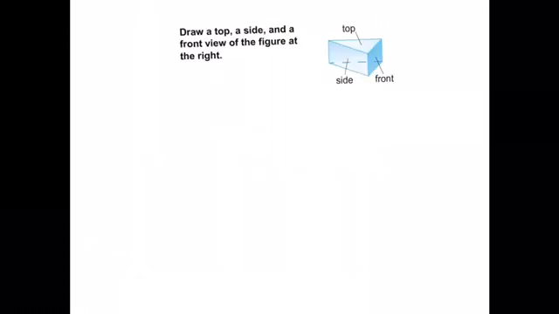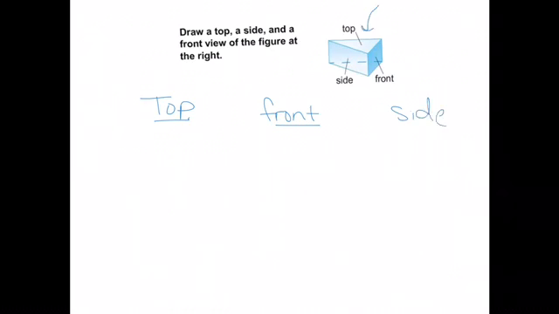So here's our first problem, and it says, draw a top, a side, and a front view of the figure at the right. So I'm going to start by making sure I label all of my drawings. So I've got top, front, and side. So if I were to look straight down on top and have my eyes right there, what would I see? Well, I would see a triangle. And so that's what I would draw for my top view.